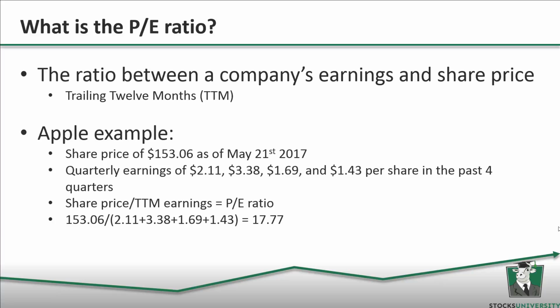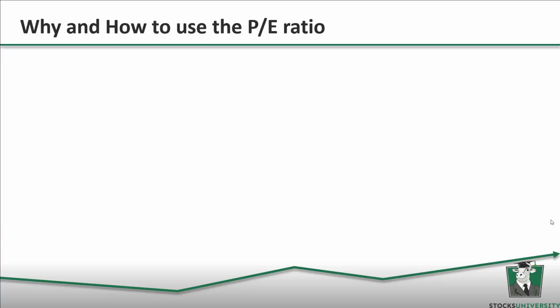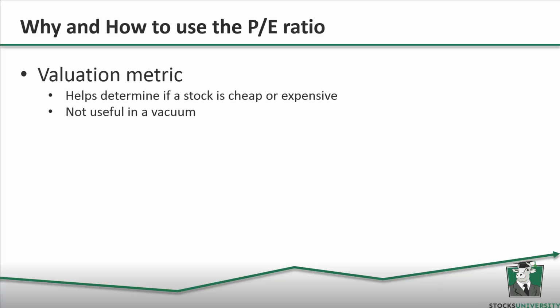For example, look at Apple's share price and last 4 quarterly earnings figures in the slide. If we do the math, we find that Apple's PE ratio is a little under 18. In simple words, it means that you are buying a share of Apple for about 18 times its earnings. A lot of investors use this metric as a tool to understand whether the shares they are buying are considered cheap or expensive. However, the PE ratio in a vacuum doesn't tell us much.